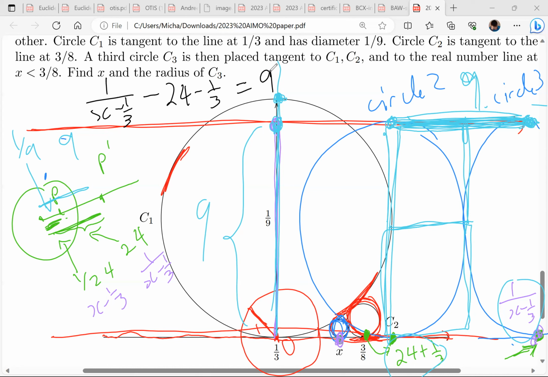Actually, I need a plus a third here, don't I? Yeah, that's suspicious. 1 on x minus, I don't have a third. This should be a plus a third actually, because it's 1 on x minus a third from O, but O is a third, so it should be plus a third. Okay, can you see from this you can solve for x?